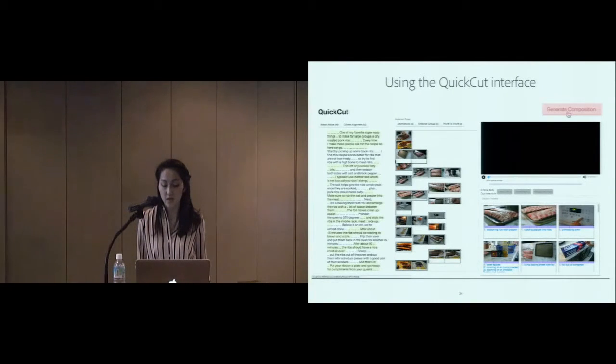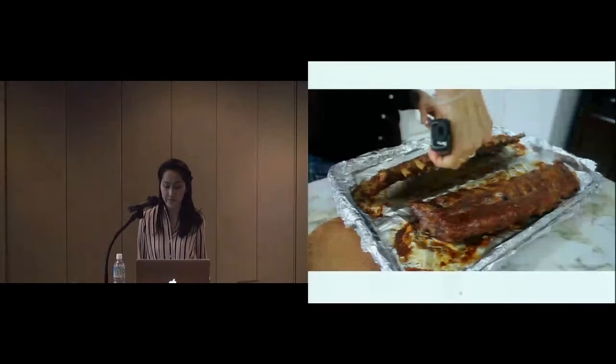Then she hits the Generate Composition button, and QuickCut stitches the footage and the voiceover together. QuickCut uses video editing conventions to pick from alternatives and cut points so that the editor doesn't have to. I'll go into more details about this later. Here's a snippet of the pork ribs video generated using QuickCut.